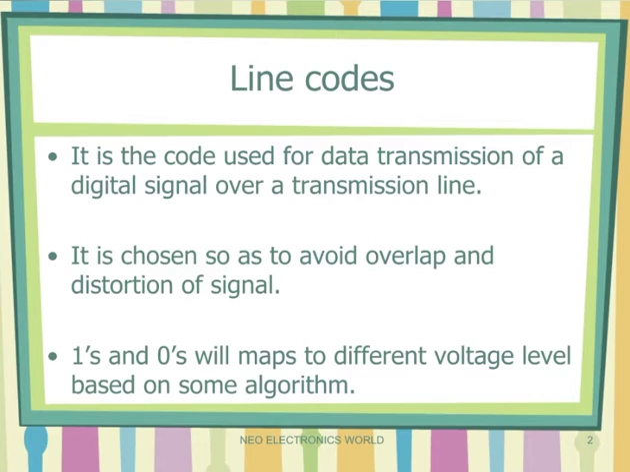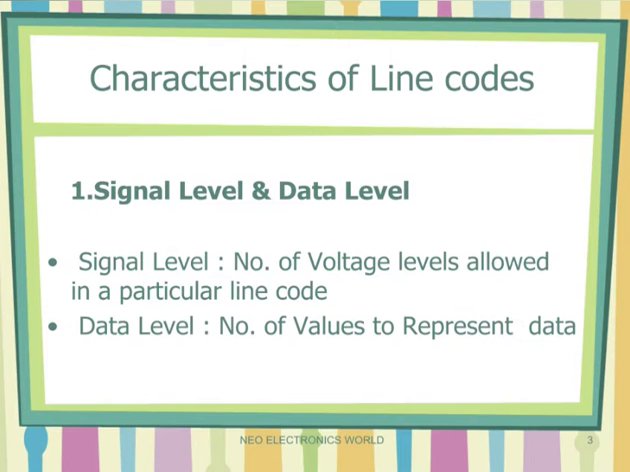While transmitting, we convert the ones and zeros into different voltage levels, and that is known as the line code. Okay, is it clear now? Yes. Now let's see the characteristics of line codes.